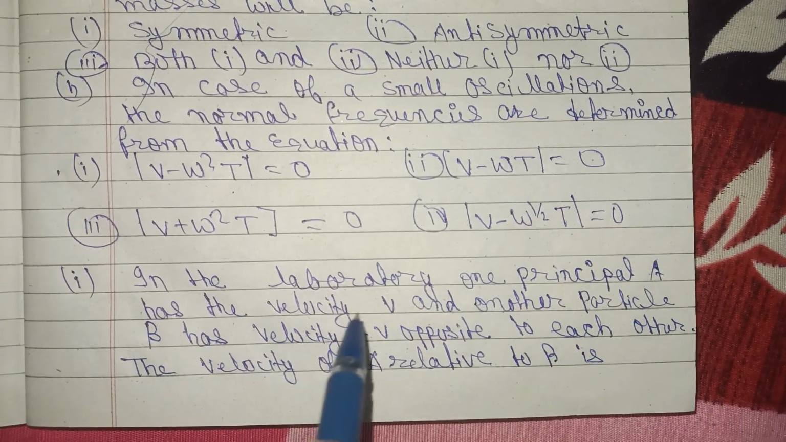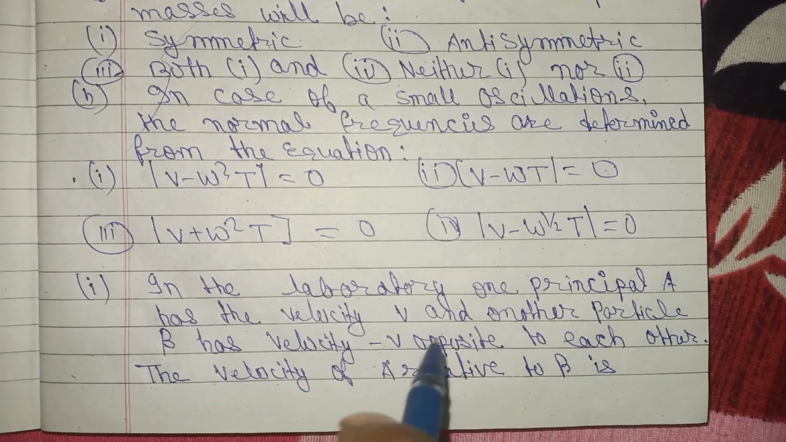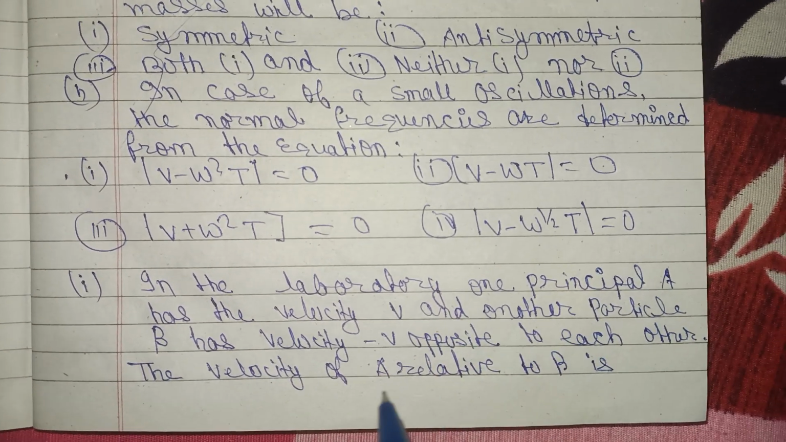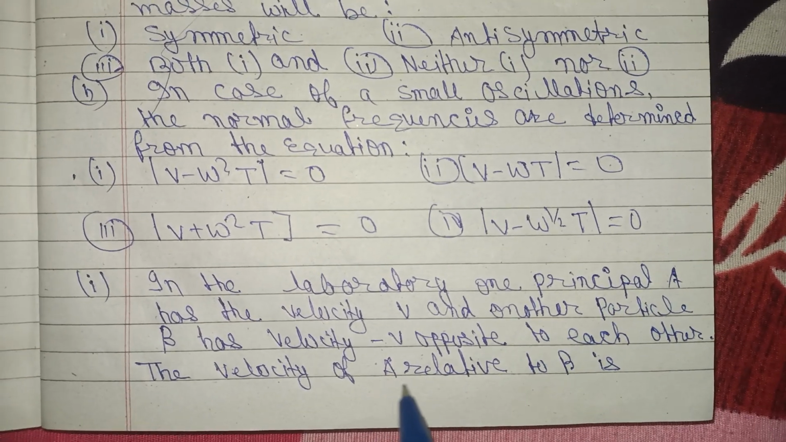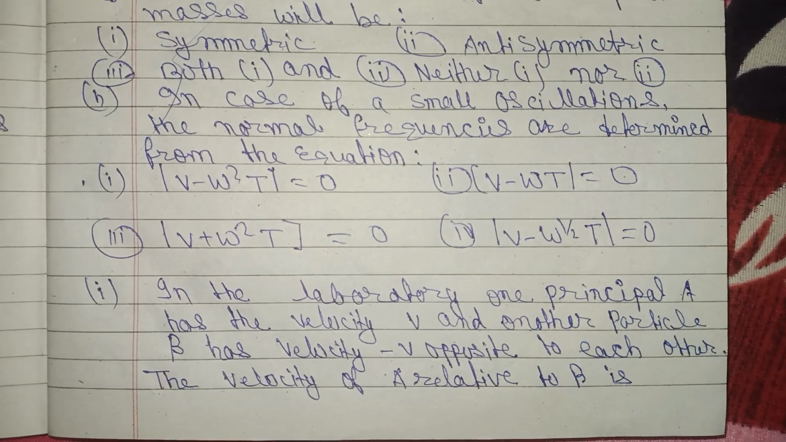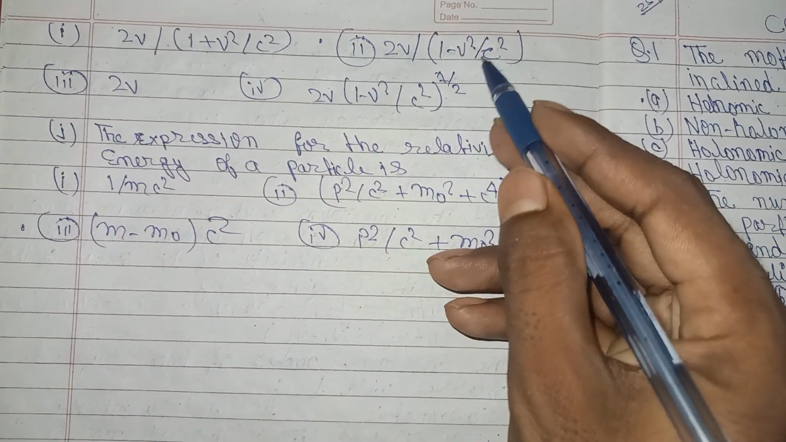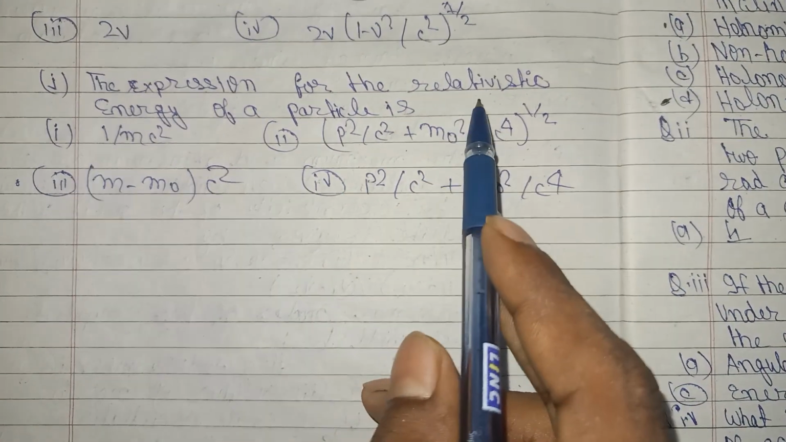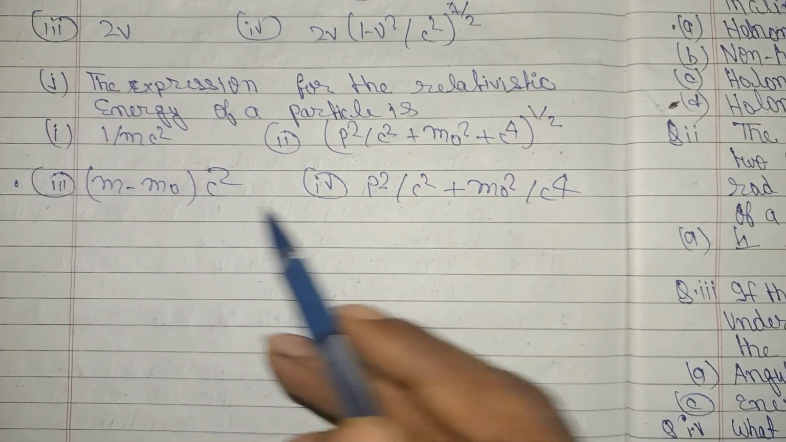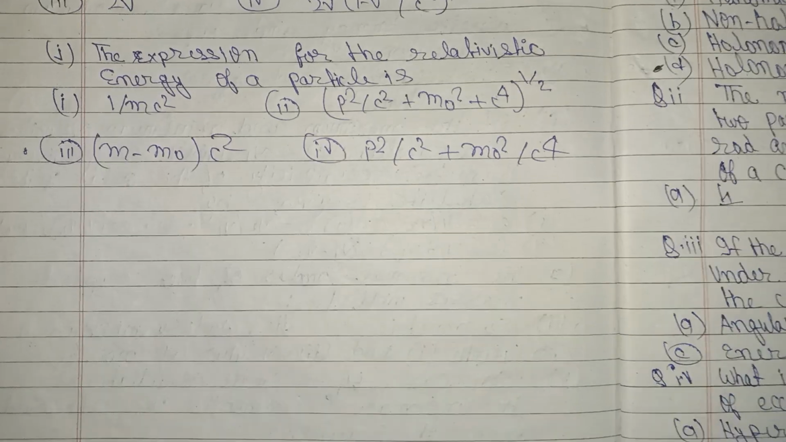Question number I: in the laboratory, particle A has velocity v and another particle B has velocity minus v, opposite to each other. The velocity of A relative to B is, so the correct answer is 2v / (1 plus v square by c square). Question number J: the expression for the relativistic energy of a particle is (m minus m0) c square. This is the correct answer.